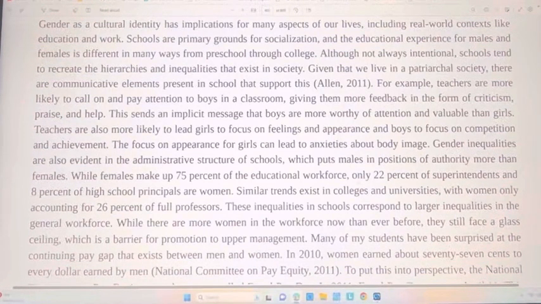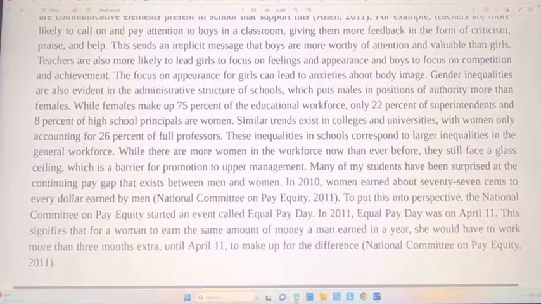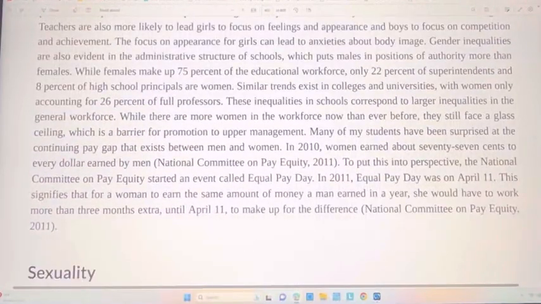For example, teachers are more likely to call on and pay attention to boys in a classroom, giving them more feedback in the form of criticism, praise, and help. This sends an implicit message that boys are more worthy of attention and valuable than girls. Teachers are also more likely to lead girls to focus on feelings and appearance, and boys to focus on competition and achievement. The focus on appearance for girls can lead to anxieties about body image.